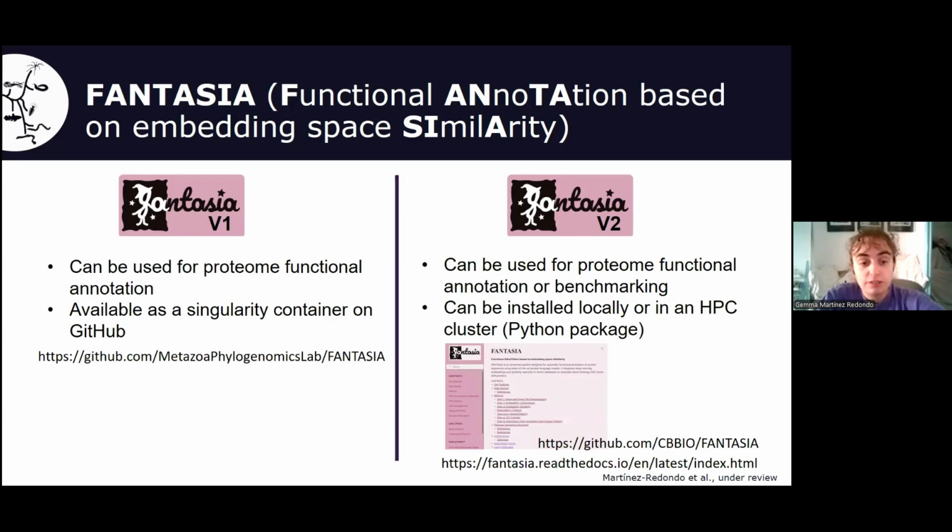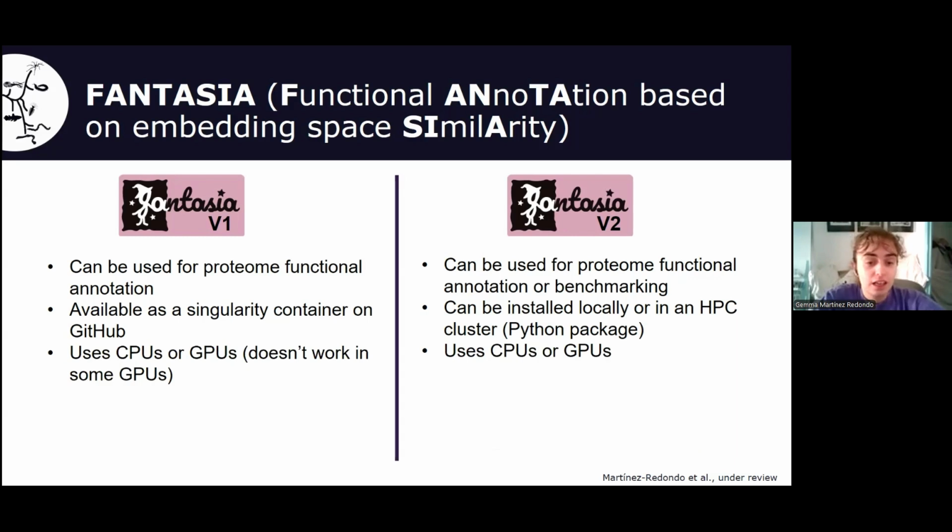The first version is available as a Singularity container on GitHub, and the second one is available on GitHub as well, but can be installed locally or in an HPC cluster. It's mostly a Python package, depending on Docker and a few other things, and the documentation explains how it's installed. It's a bit harder to install, with more steps, but it's more complete. Both of them accept the use of CPUs.